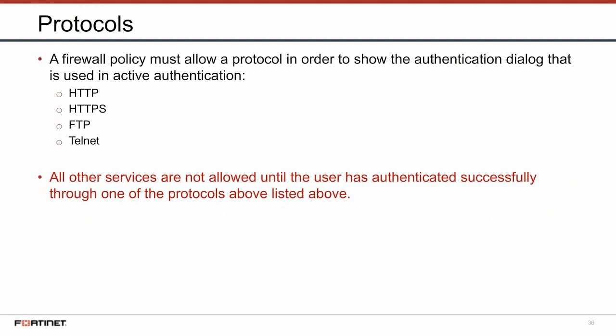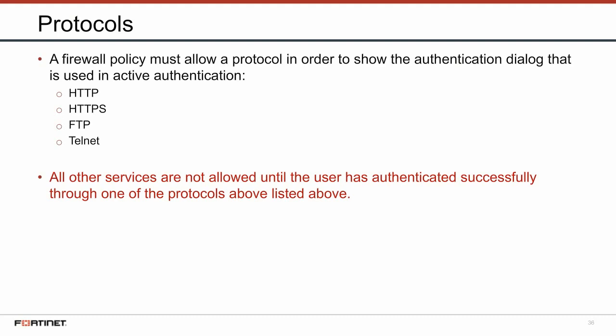As well as the DNS service, the firewall policy must specify the allowed protocols, such as HTTP, HTTPS, FTP, and Telnet. If the firewall policy that has authentication enabled does not allow at least one of the supported protocols used for obtaining user credentials, the user will not be able to authenticate. Protocols are required for all authentication methods that use active authentication: local password authentication, server-based password authentication, and two-factor authentication.